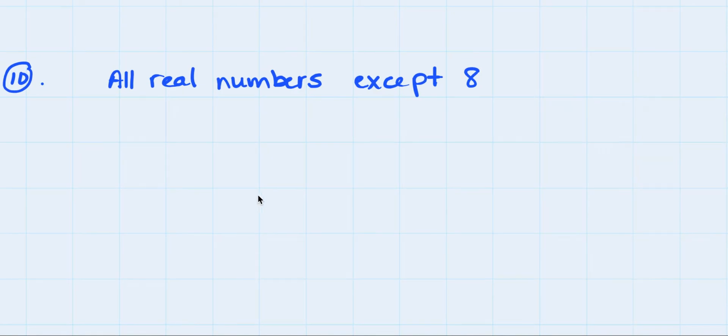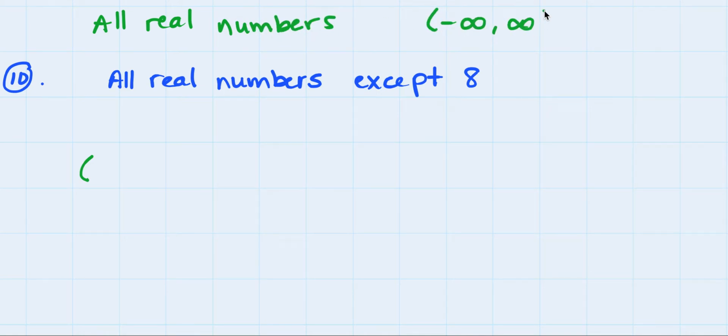All right, the next set is all real numbers except the number 8. This is where we're going to use a union sign. We're going to do exactly the same thing we did before. Now, if this problem had said all real numbers, all real numbers would be negative infinity to positive infinity. So I want to take this set and delete the number 8.